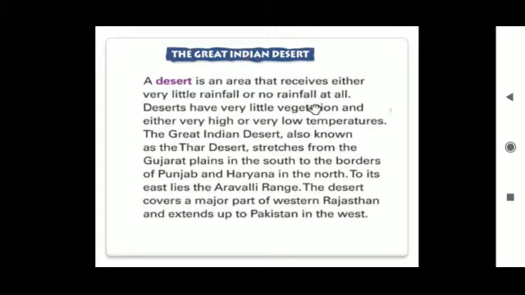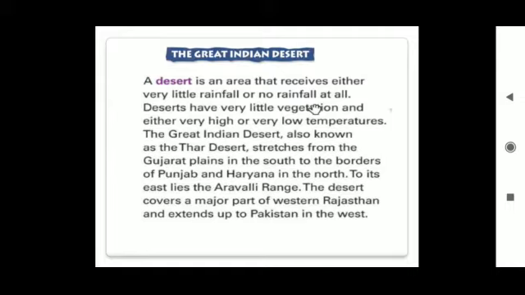The Great Indian Desert. A desert is an area that receives either very little rainfall or no rainfall at all. Deserts have very little vegetation and either very high or very low temperatures. If it is hot, then it is too hot. If it is cold, it is too cold. So there is little vegetation because of less water. Vegetation means growing of crops.